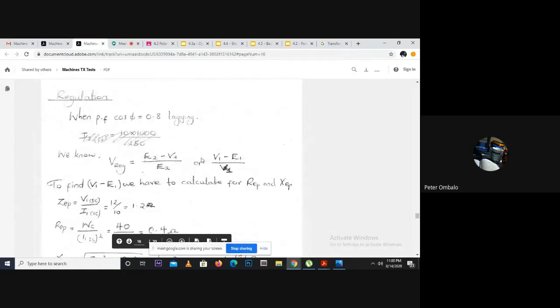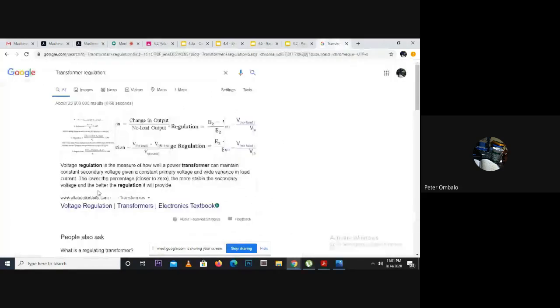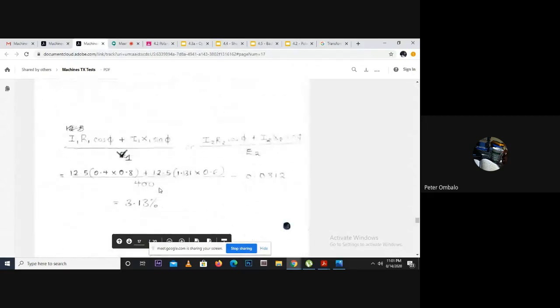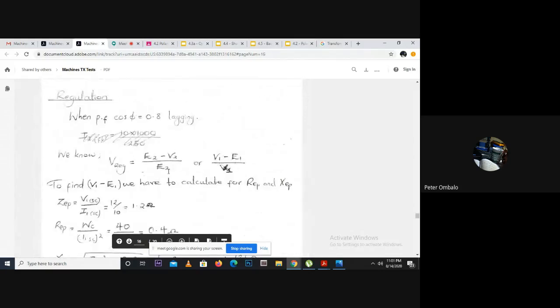E2 minus V2 over E2 is what is given in the book, because I didn't understand what voltage regulation really means. But let's see, voltage regulation is the measure of how well a transformer can maintain constant secondary voltage given a constant primary voltage and wide variance in load current. So this is the formula that is given in the book. So it's safer to use this one, but I tried using the same on the primary and it was giving the same answer. So depending on the parameters that you will have, you can choose to use this one.